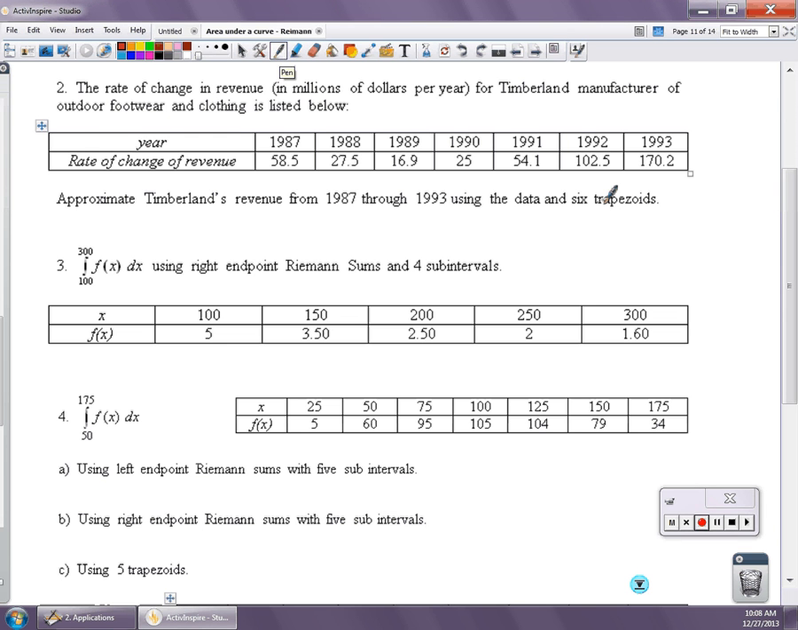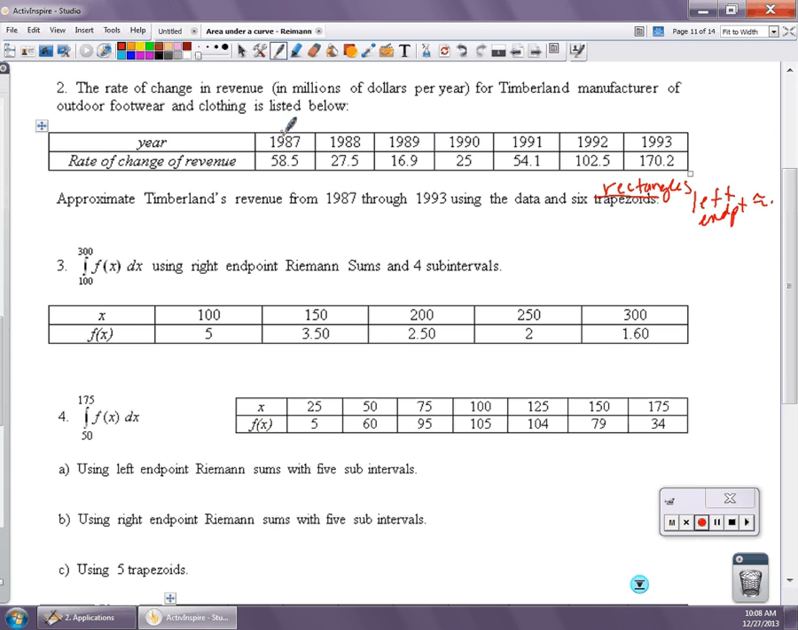So we're going to do 6 rectangles, and let's do a left endpoint approximation. Again, I'm giving you that. That's something that's given, not something that you have to guess or figure out for yourself. So we're going to start at 1987. We're going to stop at 1993.